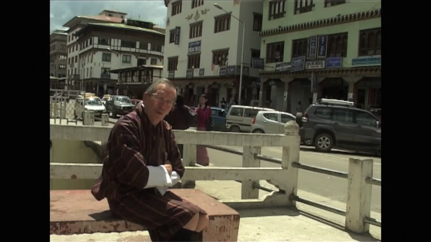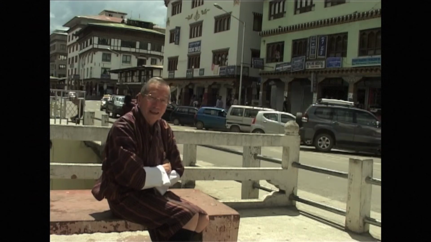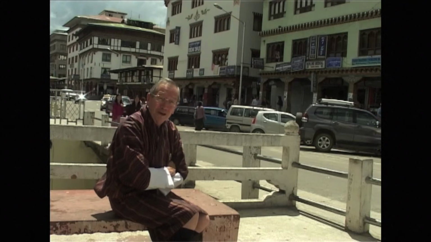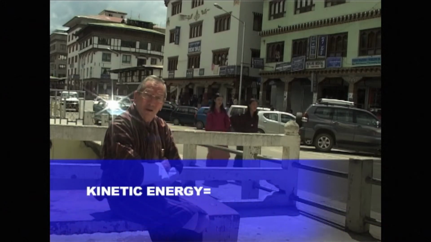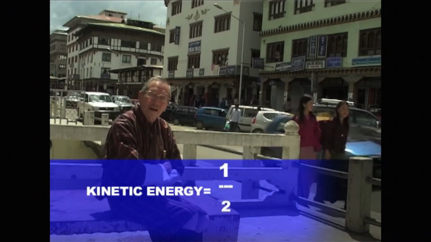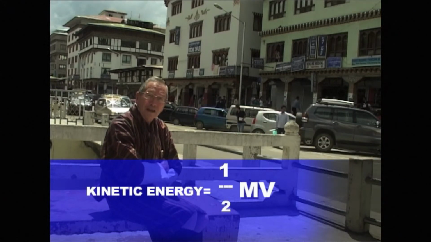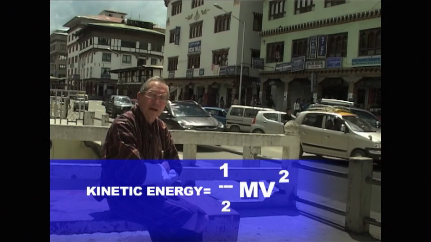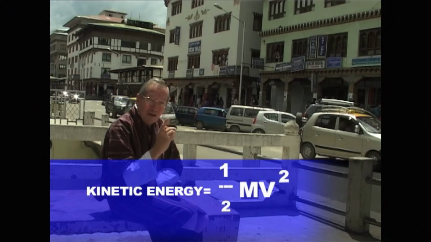And you'll remember that there's a formula for kinetic energy. Kinetic energy, you can measure it. And the way to measure it is with a formula which says the kinetic energy equals a half times the mass of the object times v squared, the square of the velocity. Kinetic energy equals a half mv squared. Now this is very important.